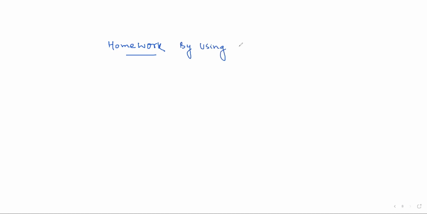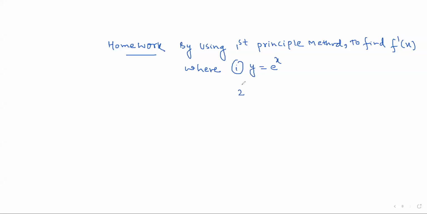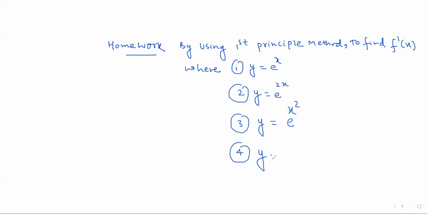By using the first principle method, find the derivatives. First question, where y is equal to e to the power x. Question number 2 is y is equal to e to the power 2x. Then y is equal to a to the power x. Then y is equal to under root of sine x. So this is your homework question, beta.